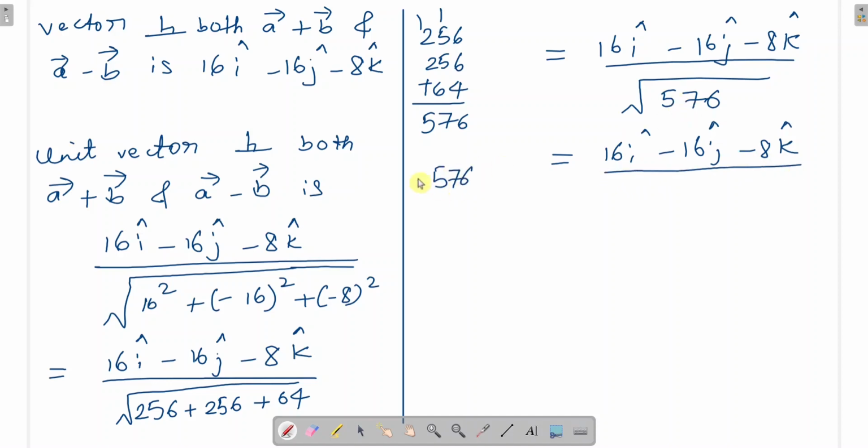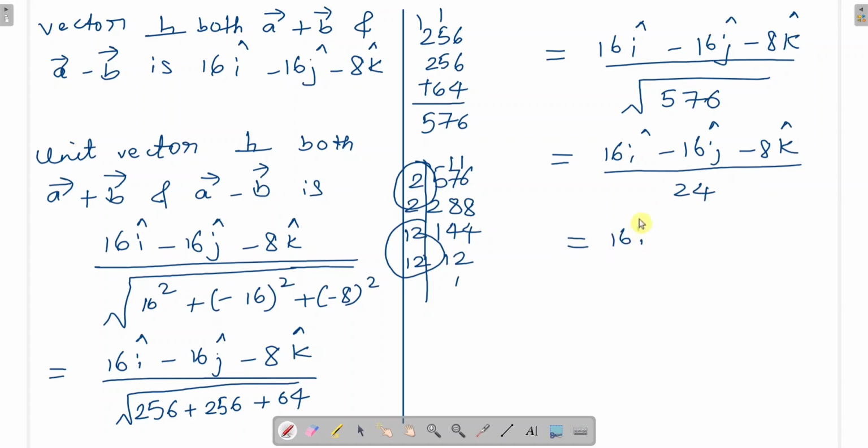So 576 factors we have to find. So 2 2s are 4, 1 remains, 2 8s are 16. Then 2 8s are 16. Now 2 1s are 2, 2 4s are 8, 2 4s are 8, and 12 12s are 144. So what you will get here is the root is what now? 2 times 12, that is 24, right?